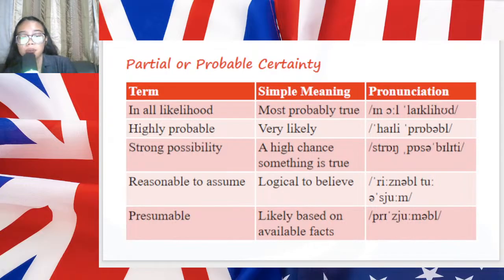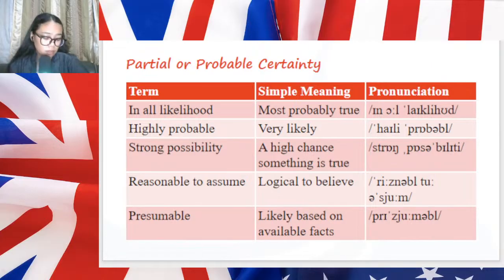First term we have here is in all likelihood. Again, first term is in all likelihood, meaning most probably true. So, in all likelihood is a formal expression used when you want to express a strong prediction or reasonable conclusion based on what you know, while it stops short of making a 100% claim. It strongly suggests that you are quite confident about the situation.